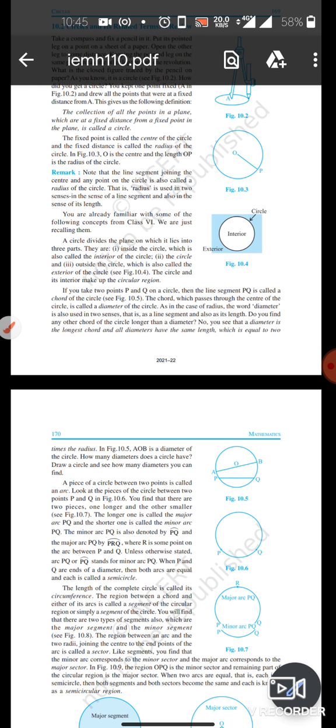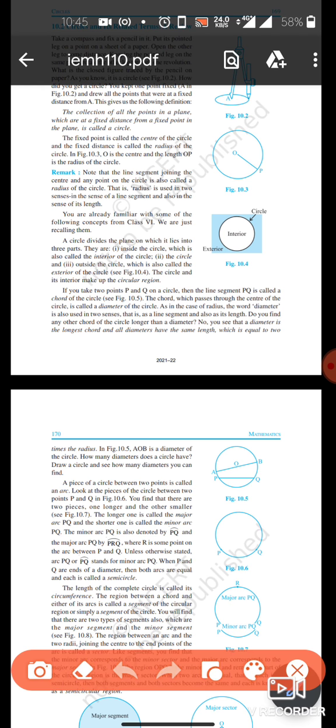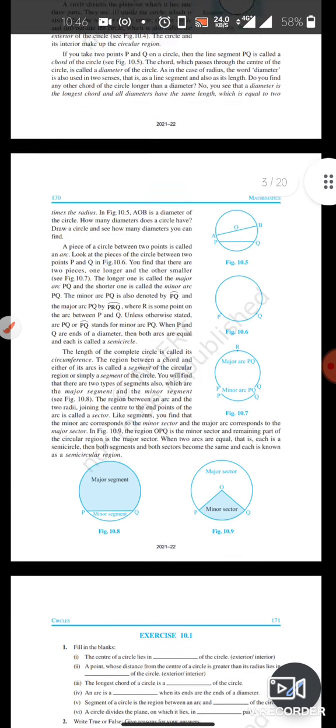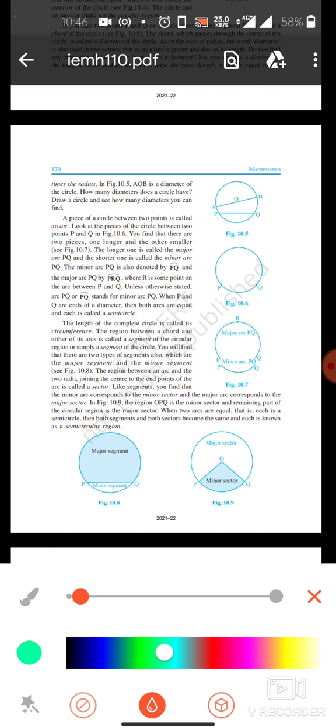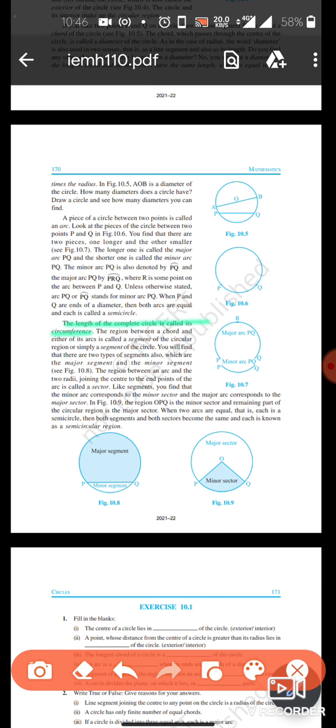Then after, underline the definition of circumference of a circle. The definition for circumference of a circle is: the length of the complete circle is called its circumference. Then next is segment. Now what is a segment?